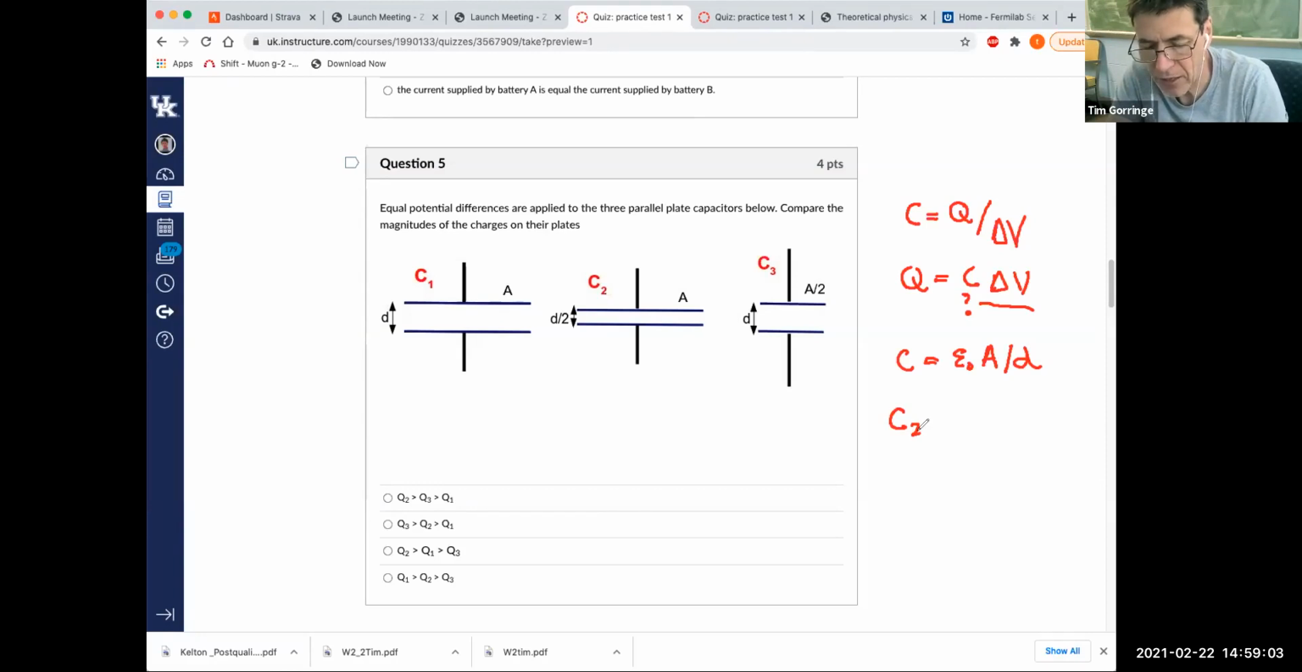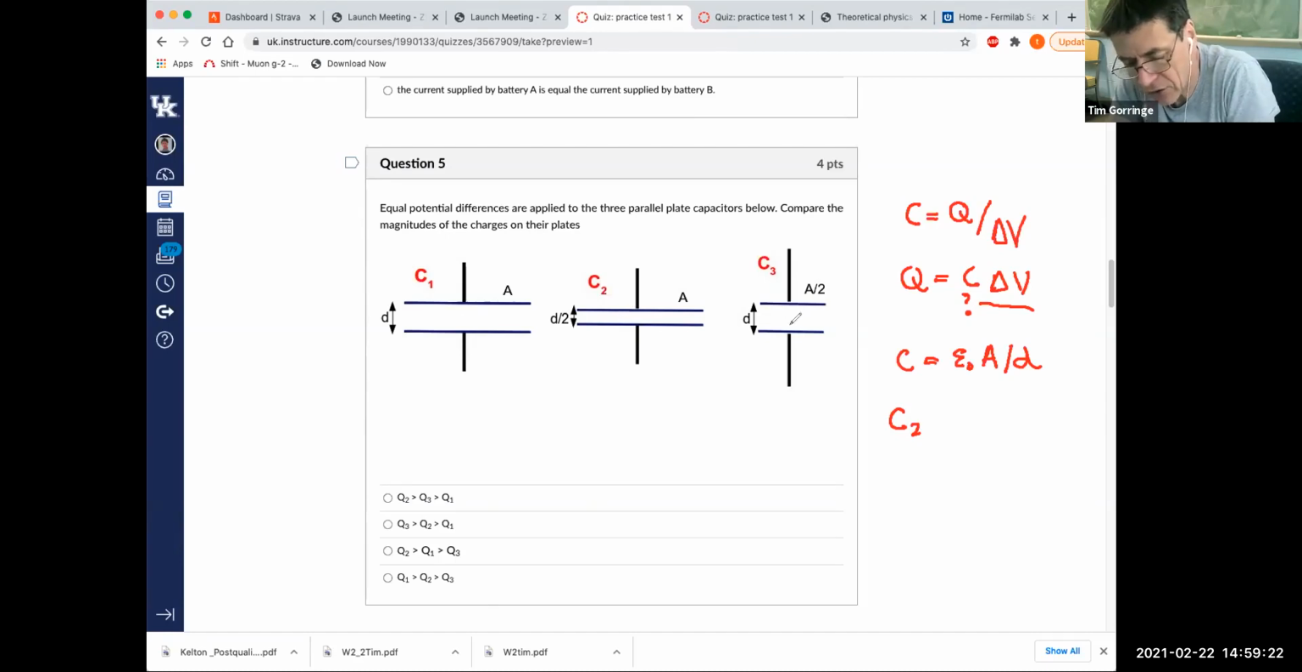C2 is going to be the biggest capacitance. I can see that because it's got the same size plates as C1, but it's got a shorter separation between the plates. So this will make its capacitance bigger.